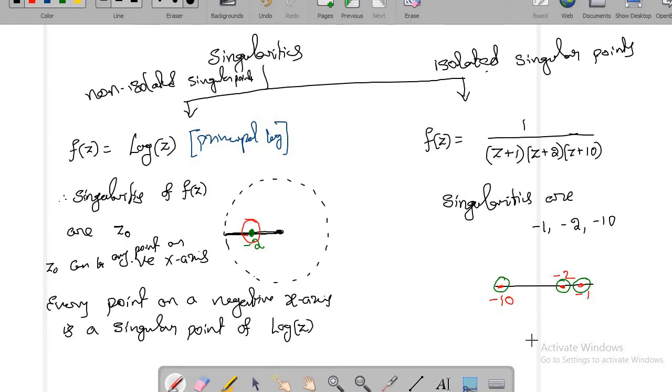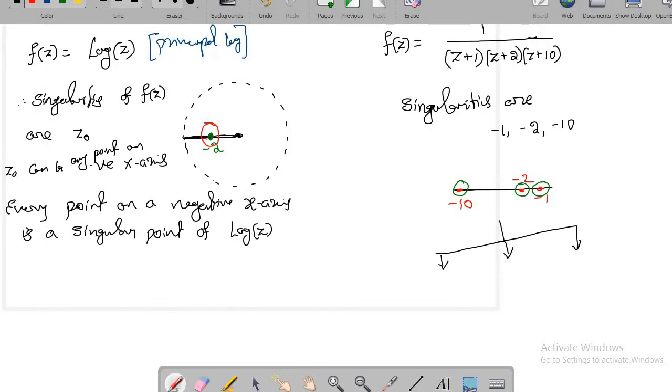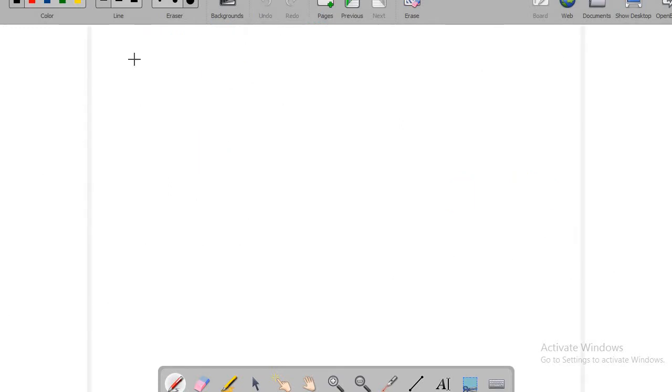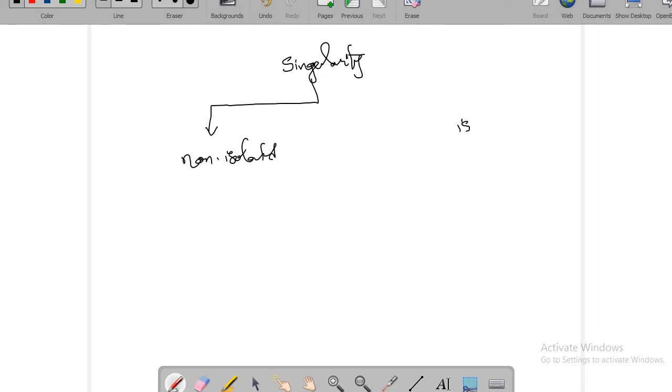So again, these isolated singularities we are going to classify into 3 types. One, that is removable singularity, another one pole, and another one essential singularity. Okay, let me draw the picture again. So the singularity here is non-isolated, and here is isolated. So let me define what is an isolated singular point.